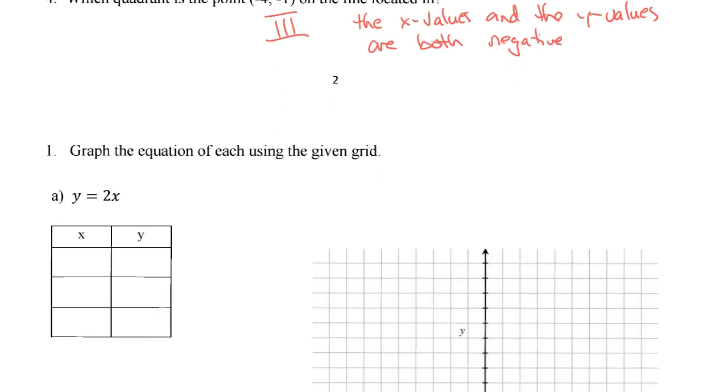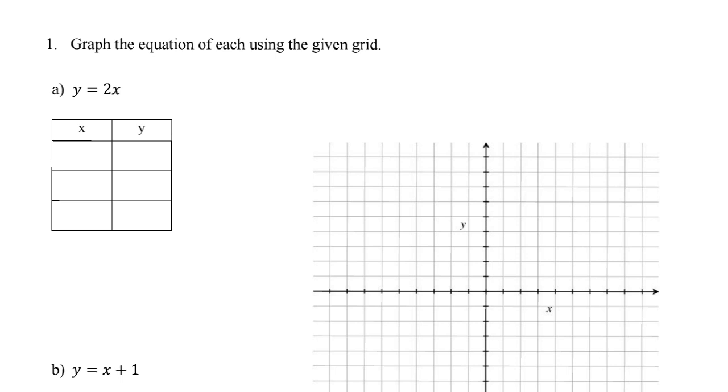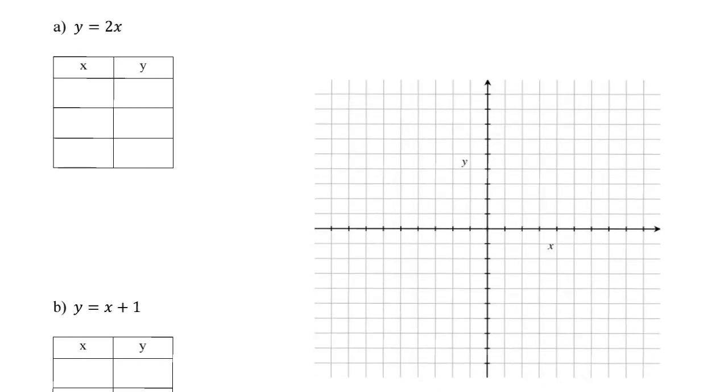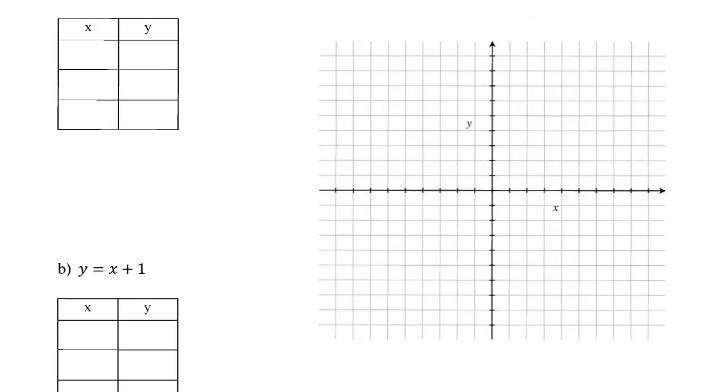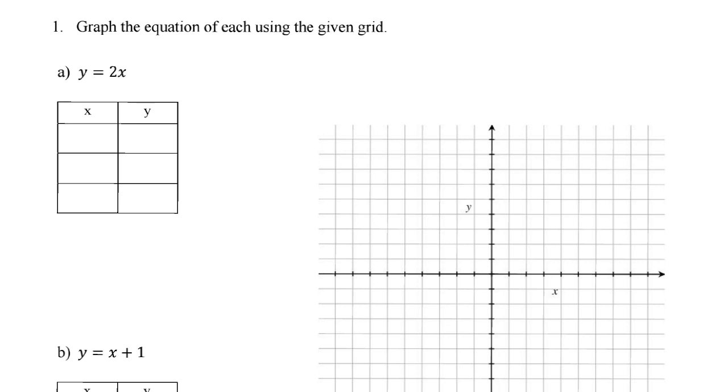Okay, now let's take a look at a couple more questions here. It says graph the equation of each of the following using the given grid. So we've got y equals 2x, and then y is equal to x plus 1. We're going to graph them both on this grid here.